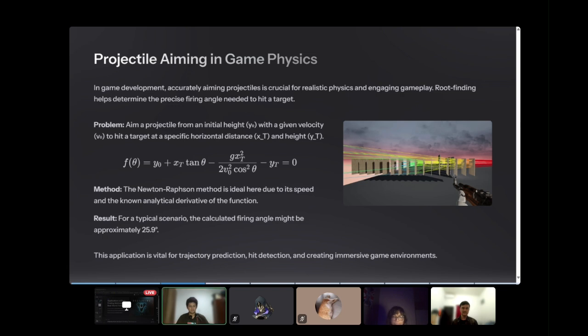And that's the formula. And the method, the Newton-Raphson method, is ideal here due to its speed and the known analytical derivative of the function. The result, for a typical scenario, the calculated firing angle might be approximately 25.9 degrees. This application is vital for trajectory prediction, hit detection, and creating immersive game environments.